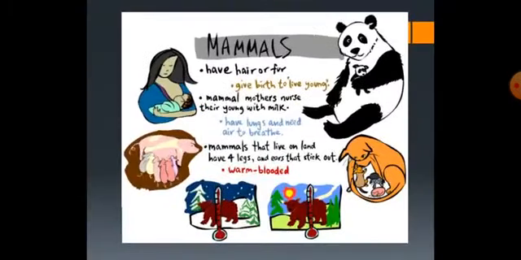Mammals. Mammals have hair or fur and they give birth to live young. Mammal mothers nurse their young with milk. They have lungs and need air to breathe. Mammals that live on land have four legs and ears that stick out, and they are warm-blooded animals.